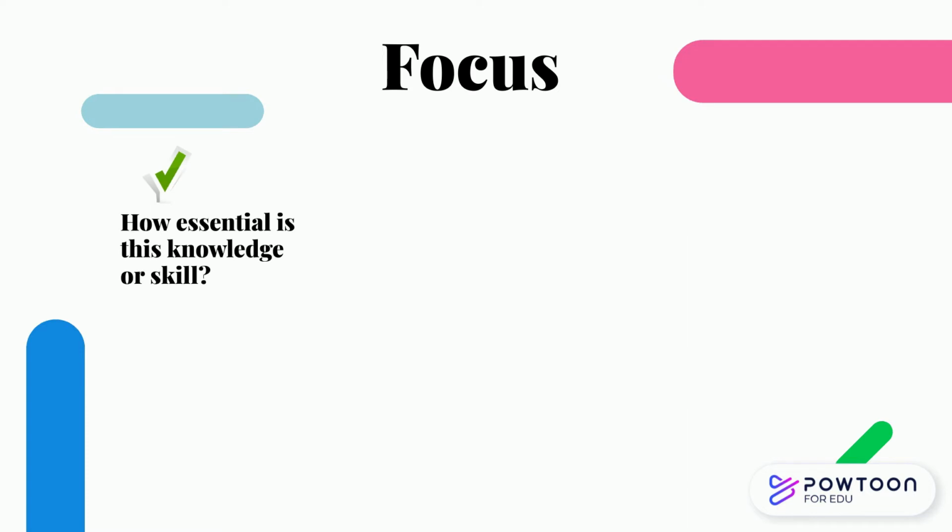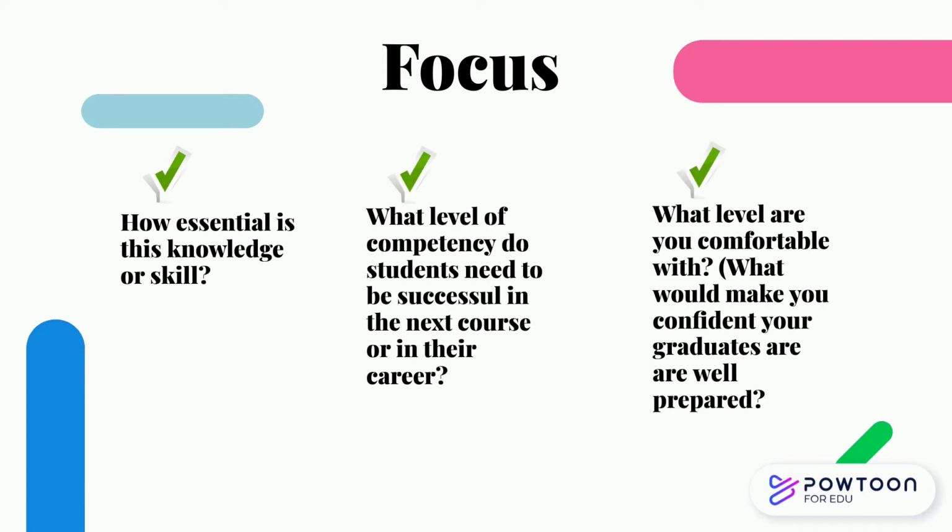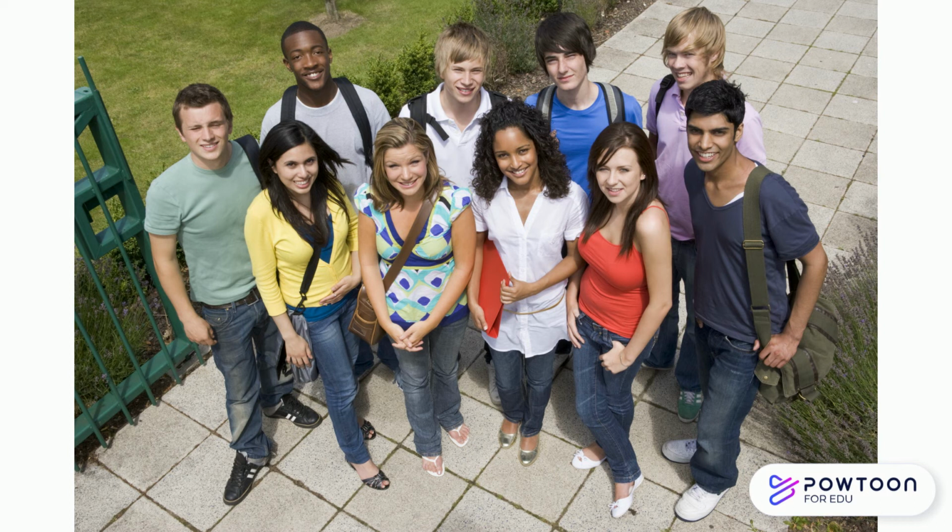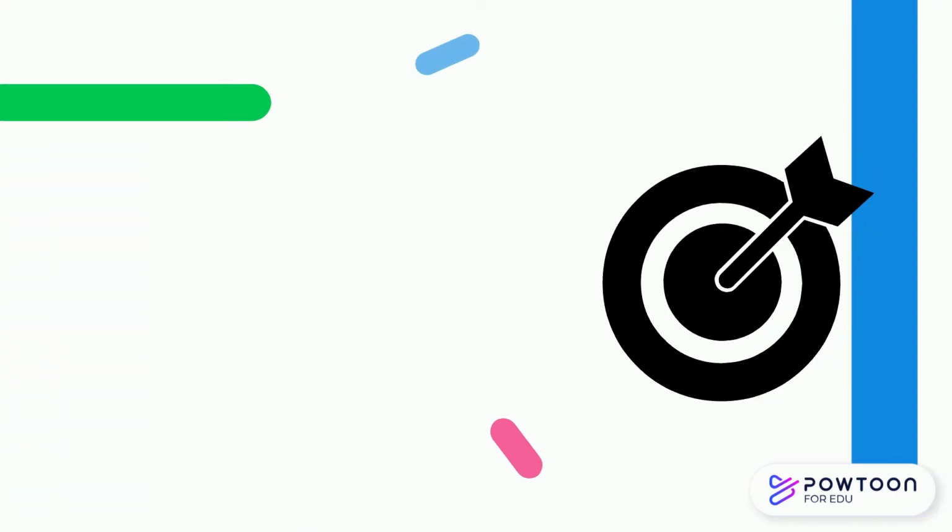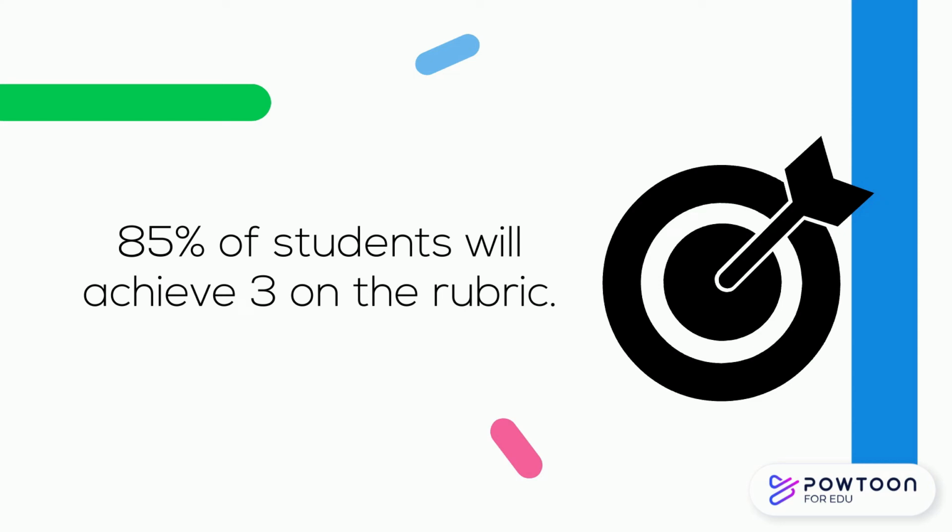Instead, consider setting targets based on how essential the outcomes are for students to be successful. For an outcome focused on written communication skills, for instance, a very high percentage of students should be displaying at least a minimum level of competency. So our target becomes 85% of students will achieve 3 on the rubric.